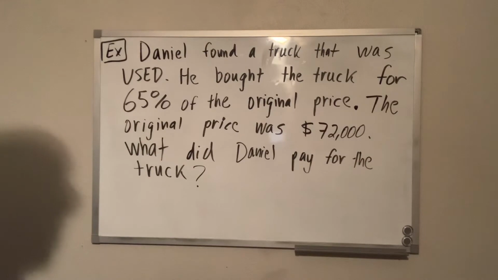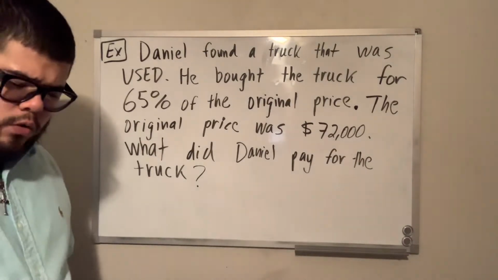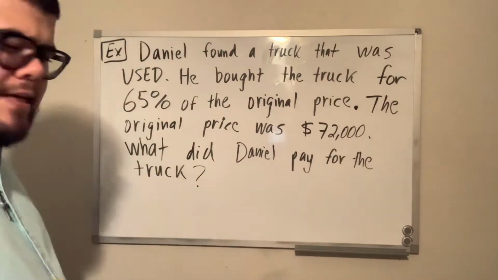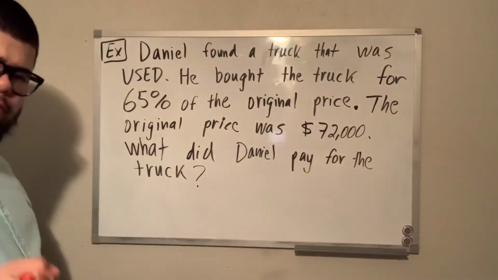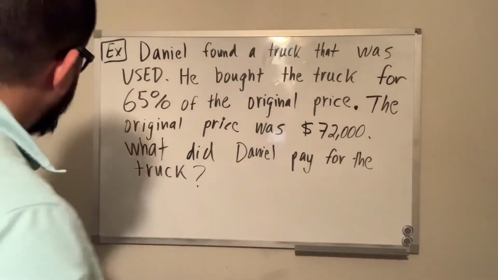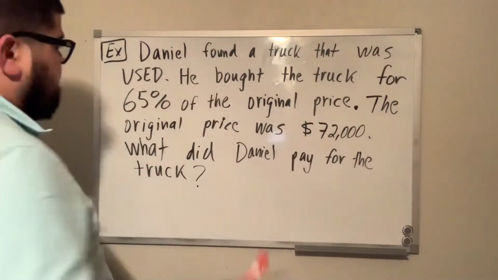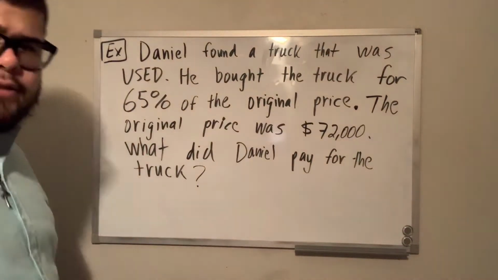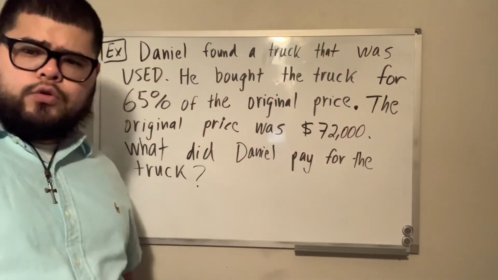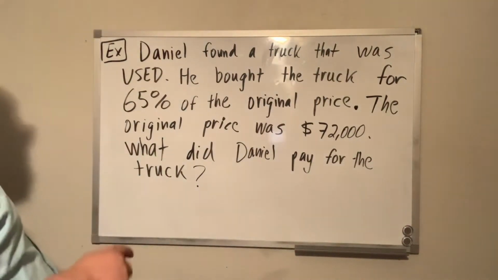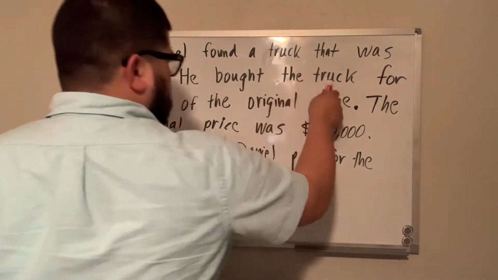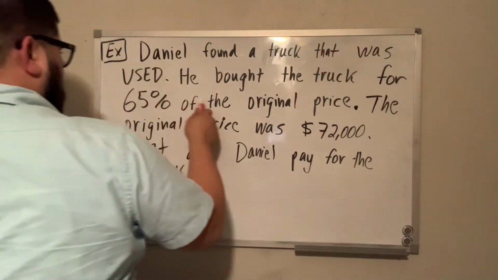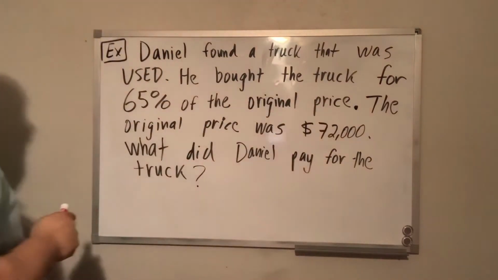Now, let's go ahead and use cubes. C stands for circle the numbers. But before we do cubes, we need to read, right? We always need to read it until we understand it. Daniel found a truck that was used. Used means, right, not new. Somebody owned it before him, right? He bought the truck for 65% of the original price.